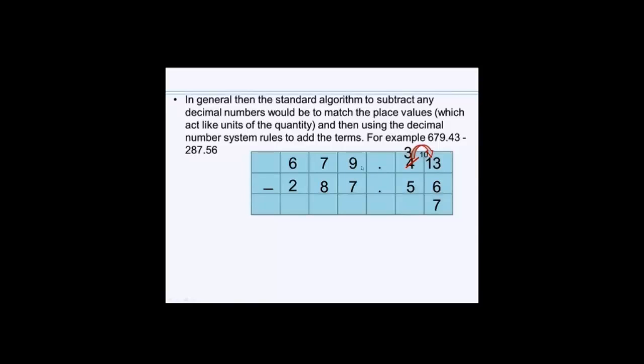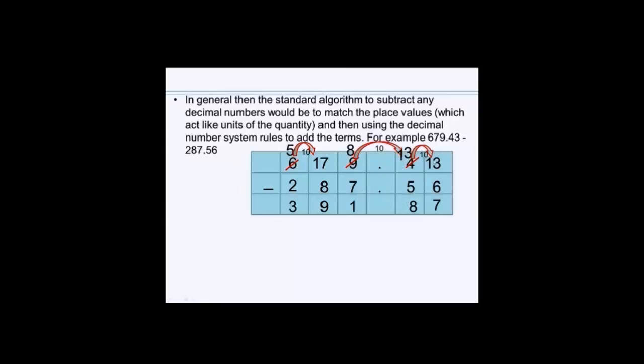Can't do 3 minus 5, so we'll have to borrow 1 from the 9. So that'll be 1 single is 10 groups of tenths. So that'll make it 13 groups of tenths minus 5 groups of tenths will give you 8. 8 groups of units minus 7 groups of units will give you 1. 7 minus 8 I cannot do, so we'll have to borrow 1 from here. So 17 minus 8 will give you 9. 5 minus 2 will give you 3. So that's how you do subtraction.